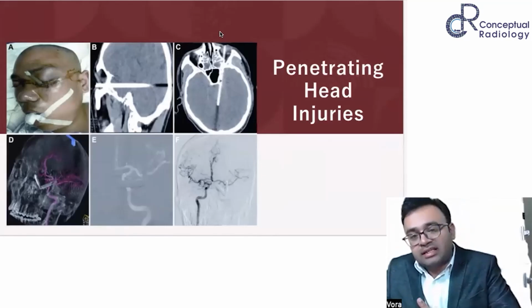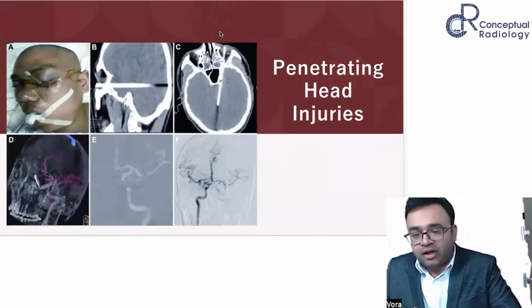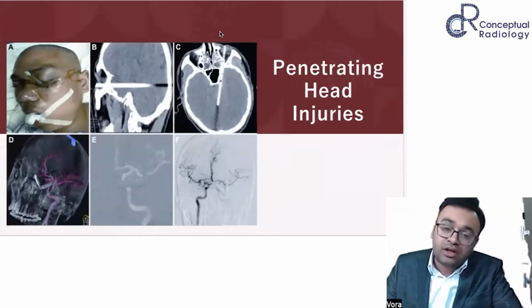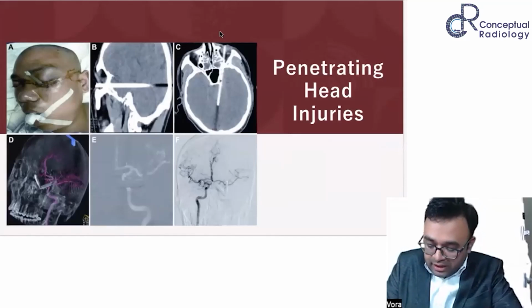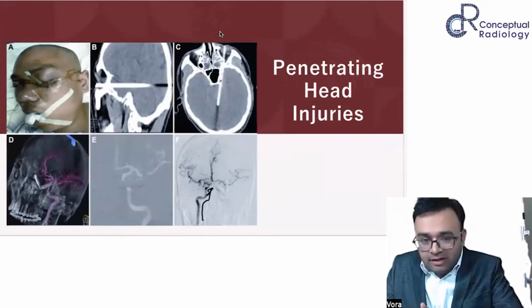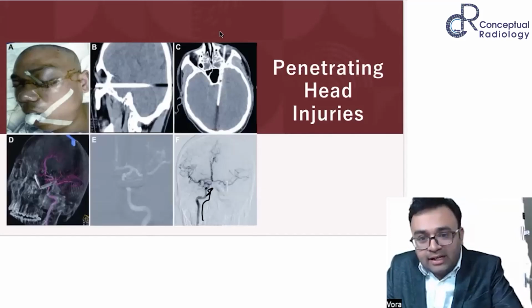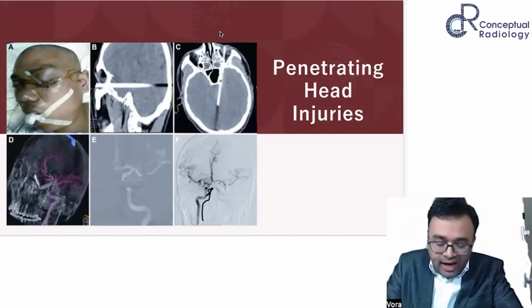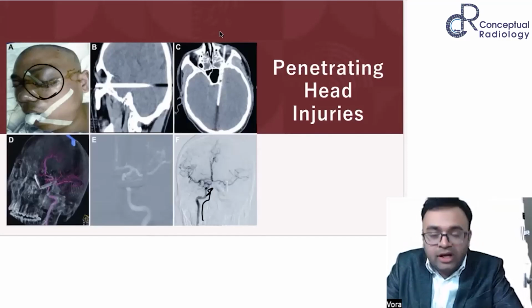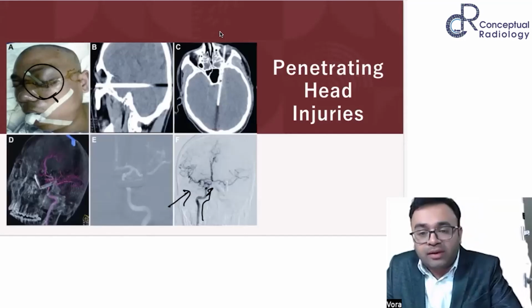And we need DSA, we need to see whether the major vessels like the ICA and middle cerebral artery are either involved, compressed or injured. And how is the cross flow? As in this case, we can check the cross flow, whether the right side ICA is able to supply the contralateral side. The reason is, you now have a penetrating injury on the left side. Why we are checking the right side cross flow is that, while removing this foreign body from the eye, as a neurosurgeon, we would like the radiologist to comment on the cross flow from the right side.